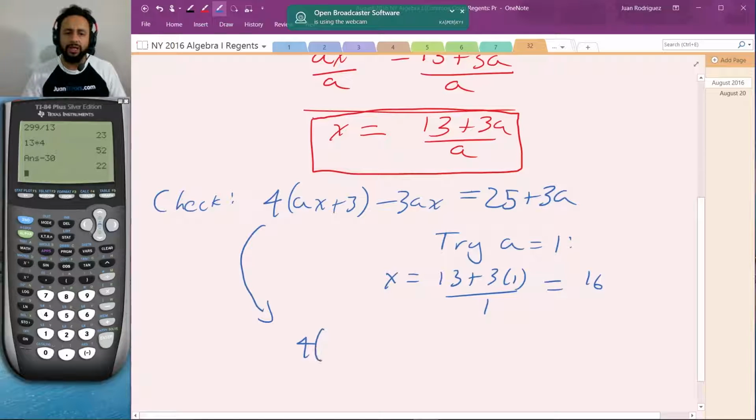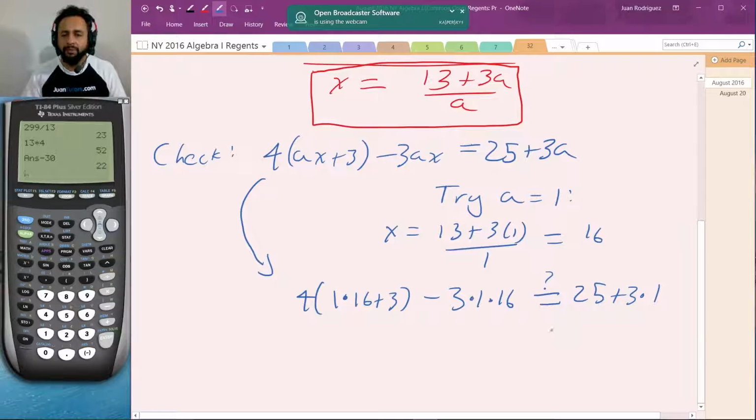So I get 4 times (1 times 16 plus 3) minus 3 times 1 times 16, and I better get this equal to 25 plus 3 times 1. I'm going to simplify the right side because that's easy. 25 plus 3 equals 28. Now let's try the left side.